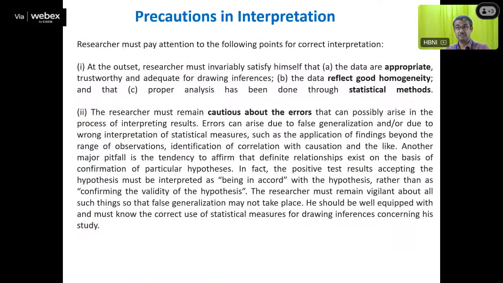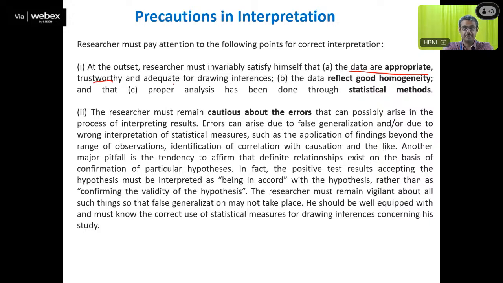Precautions. So here comes the precaution. What are the precautions? At the outset, the researcher must invariably satisfy himself that the data are appropriate. So for proper interpretation, you have to have proper data.